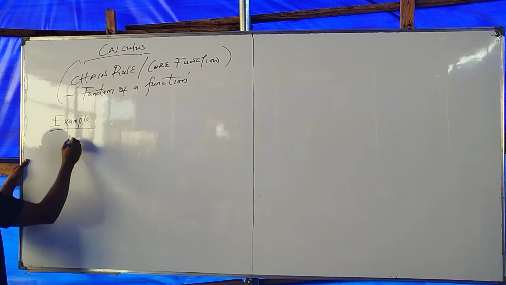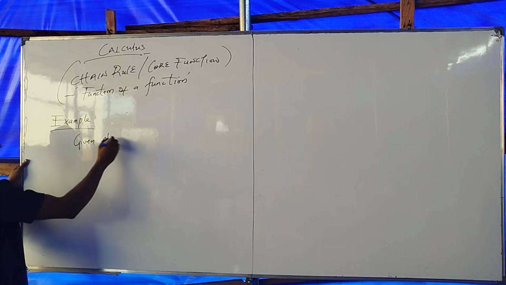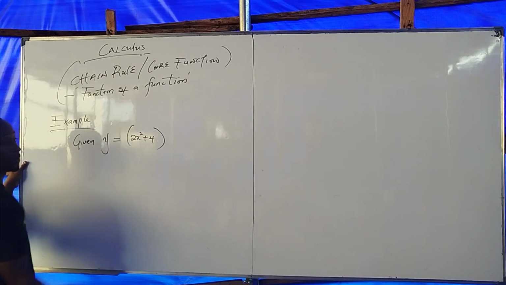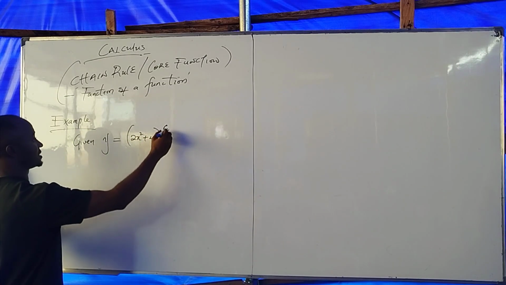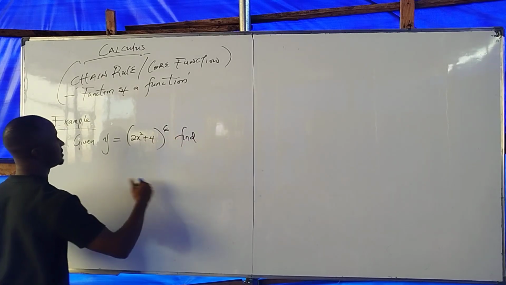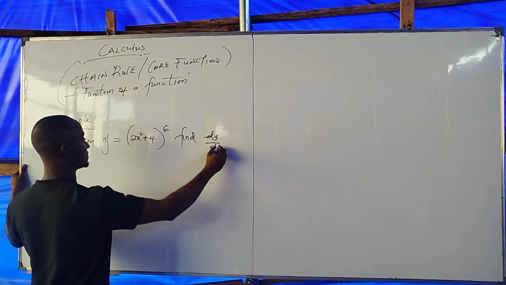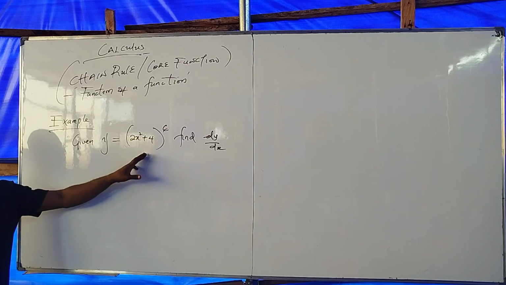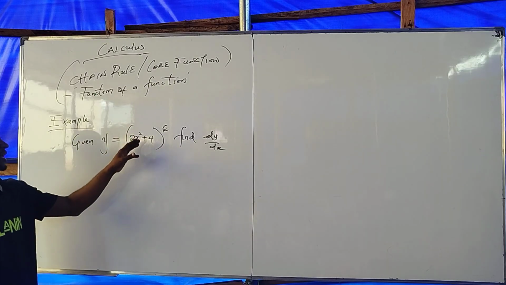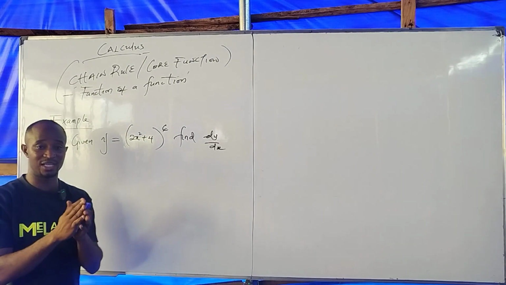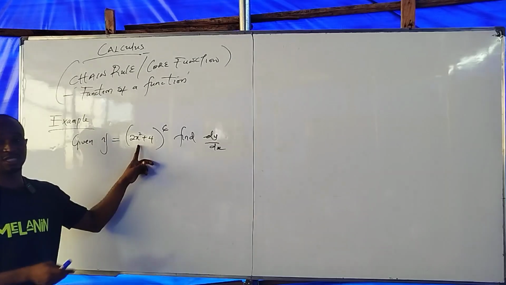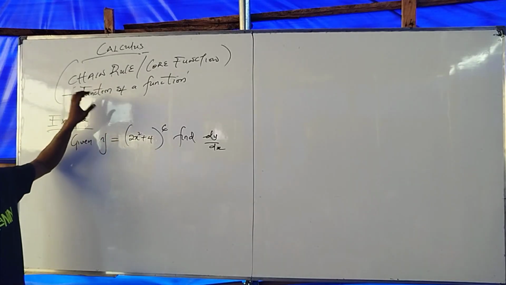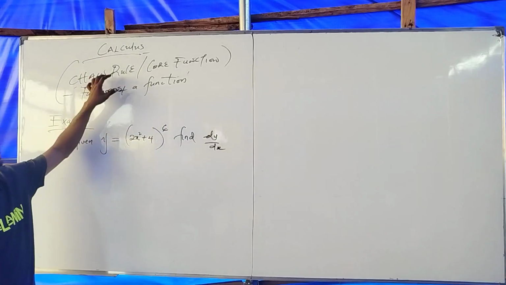Example 1. If we are given y equals 2x squared plus 4, all raised to the power 6, and we have to find dy/dx. Are you following? If I had 2x plus 4 raised to the power 2, it is easy to expand first. But for this, I can't expand it. It will take me more time. So the only way to solve it is by using the function of a function, or we use our chain rule.